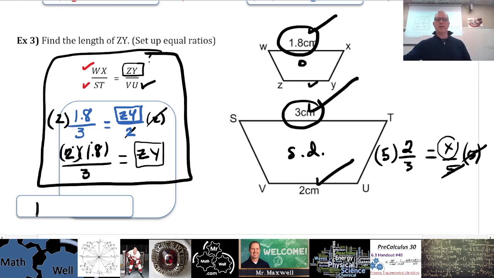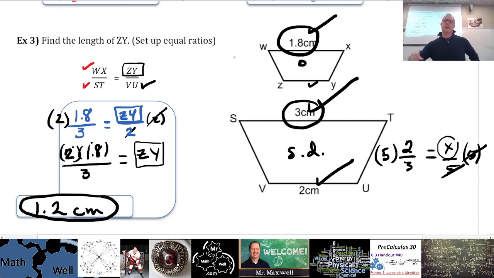1.2, that's right. And of course, because this is a question that has units, our final answer should be written in centimeters as well. So please don't forget your units. If the question has units, and some questions don't, they just give the lengths with no units. But if they give units, you'll have to make sure your answer's in units as well.